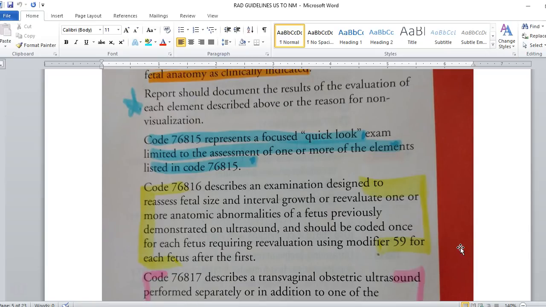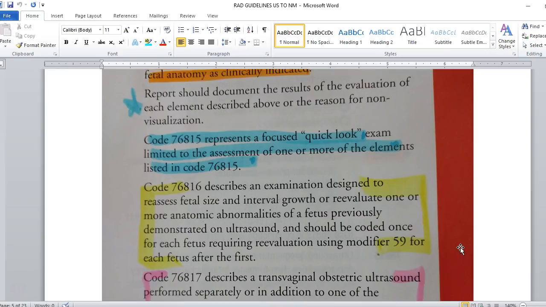Now it goes on. Report should document the results of the evaluation of each element described above or the reason for non-visualization. So for instance, if we can't see the gender because the baby's legs are crossed, they have to mark that down. Or like what happened with my daughter, she wouldn't move in the right direction, so they couldn't get 2 of the chambers of her heart on ultrasound. So we had to go back a second time. So the first time they had to say we're not able to get left atrium and left ventricle due to baby moving, right?